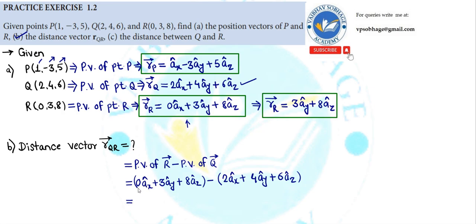So component by component we have to subtract that one. So 0 minus 2 will be what now? That will be minus 2ax. 3 minus 4 will be what now? That will be minus ay, and 8 minus 6 will be what now? 8 minus 6 is plus 2az. So this is your distance vector RQR. Okay, so this is the answer for part B of the numerical.